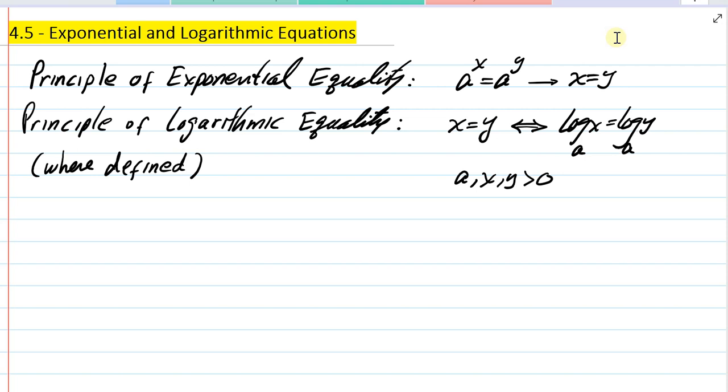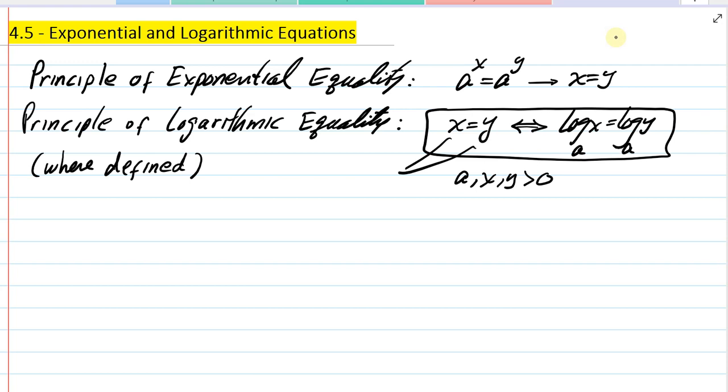The principle of exponential equality, you can see what I have written here. If you have an exponential equation on either side where the bases of the exponential functions are the same, then the exponents, the power on those, must be equal as well. The next principle is that of logarithmic equality. Suppose we have an equation where x and y are equal, therefore the logs of those must be equal too, because they're the same numbers, right? If x and y are the same thing, then their logs would be the same.